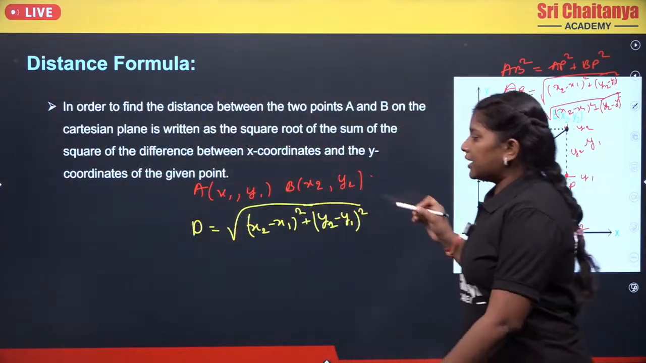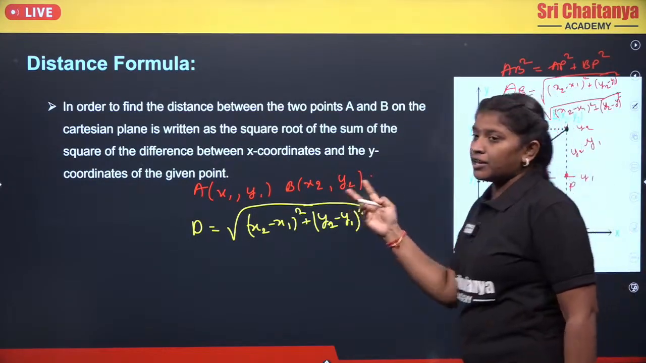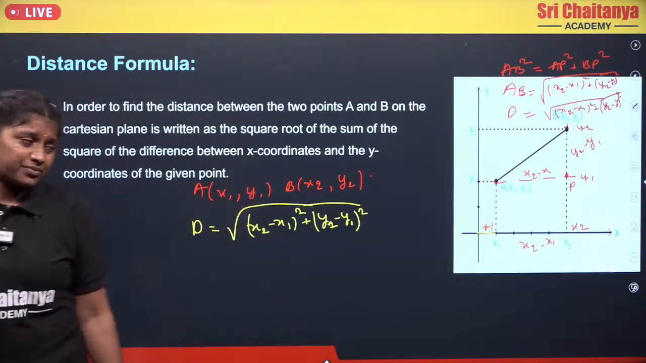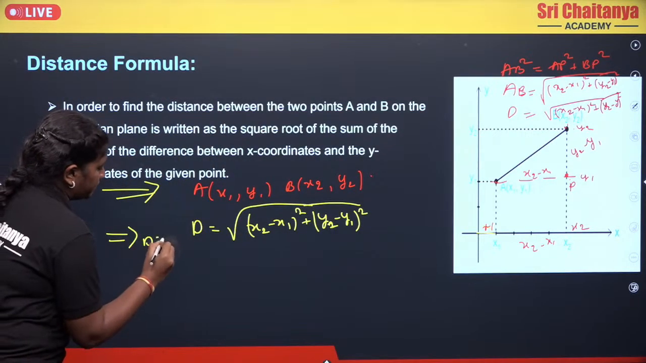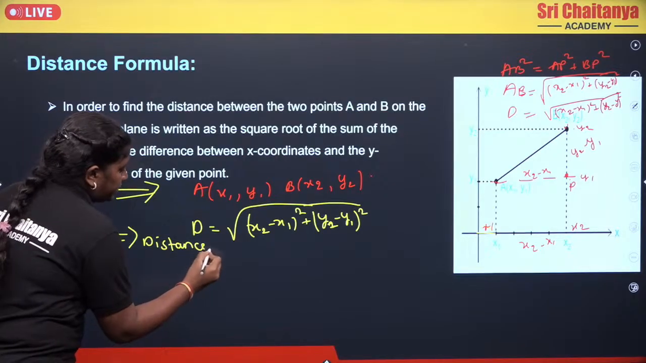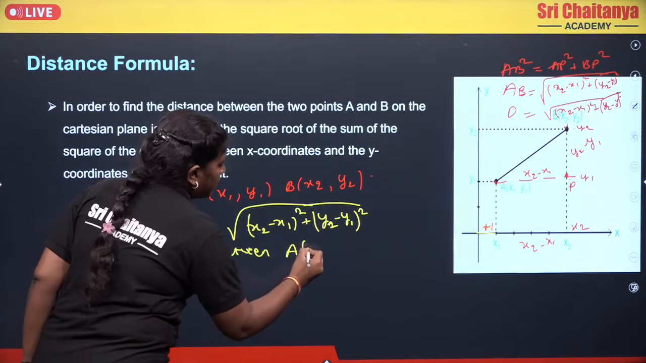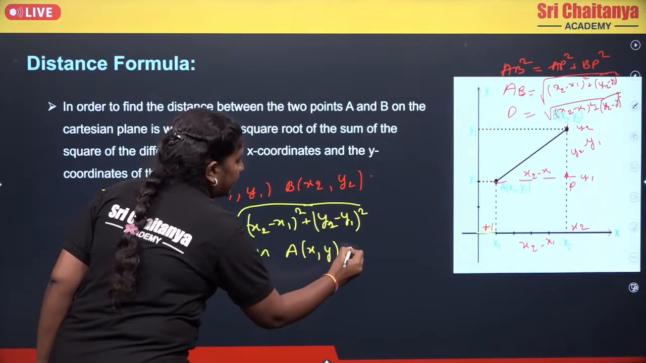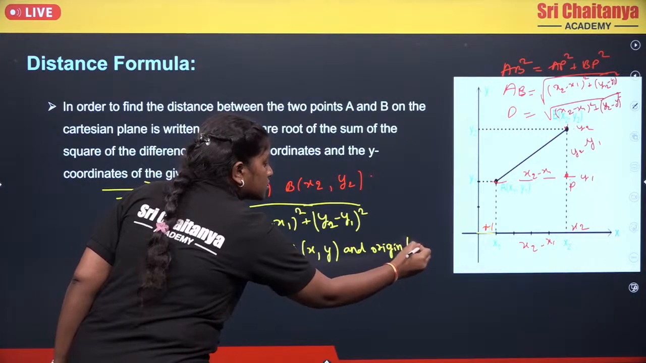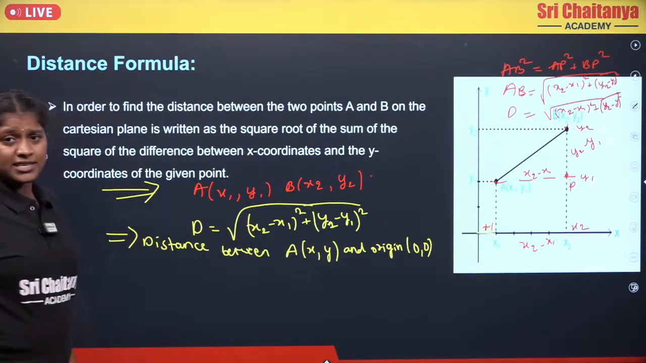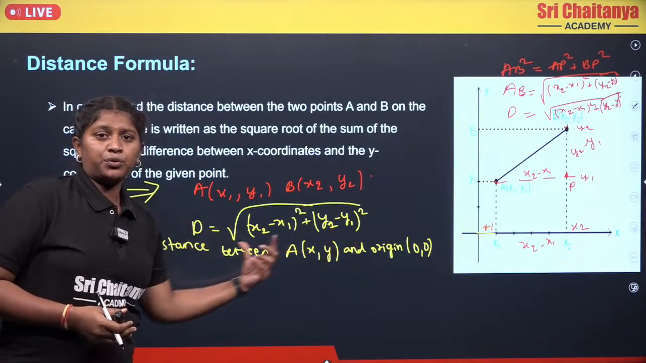Just like here I have considered my A and B, which have coordinates in terms of variables, right? Now if you have the distance between a point (x, y) and the origin, the origin, as we already know, has coordinates (0, 0). Then what will the distance become? Just place your x1, y1 and x2, y2 in the formula.